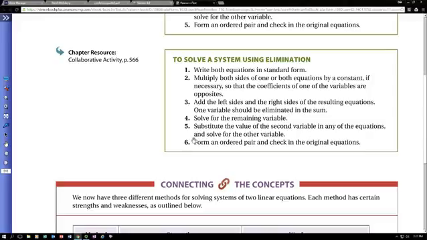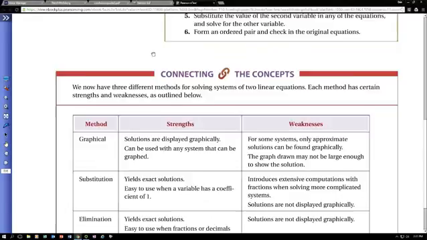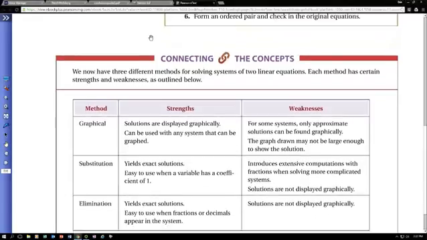And then you check to make sure that they work in the originals, to make sure I didn't make a math error or a principal error, like if I didn't distribute and multiply both sides, the entire side, by whatever I'm multiplying, and so on. So here's kind of connecting the concept.